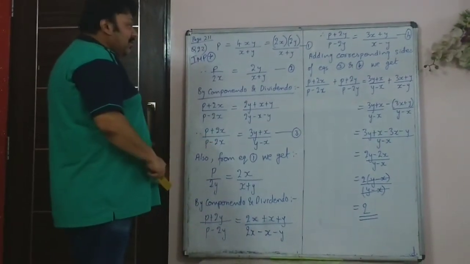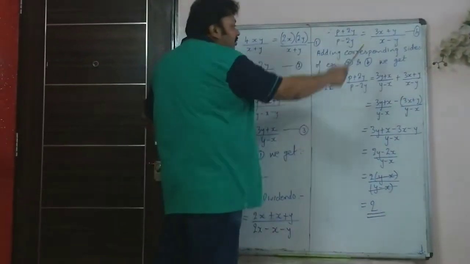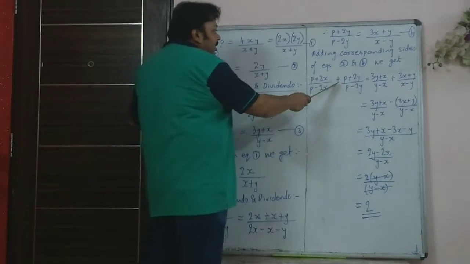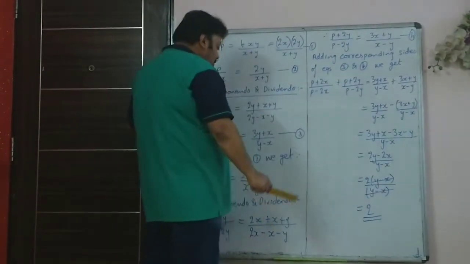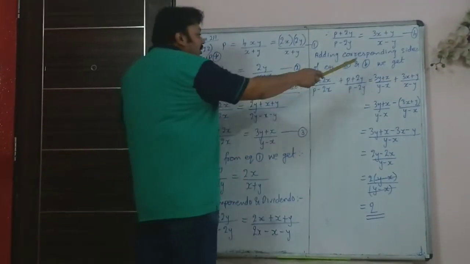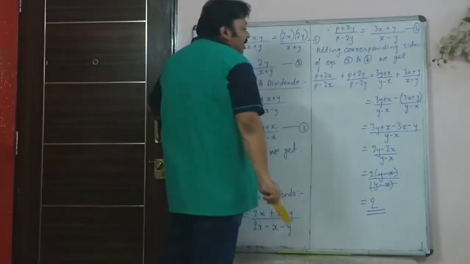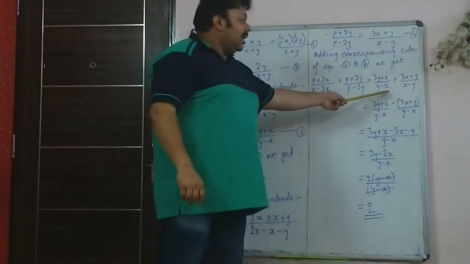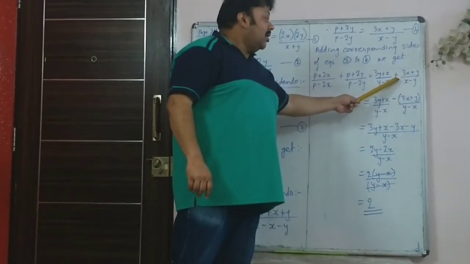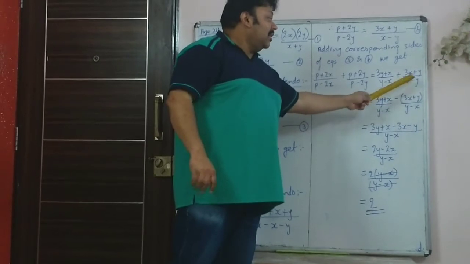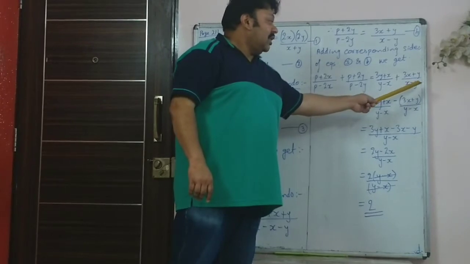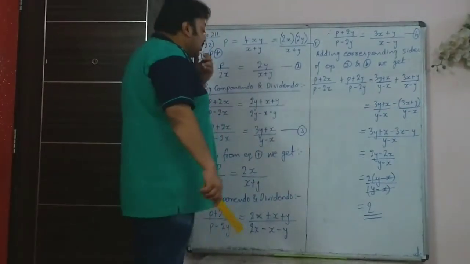So adding the corresponding sides of equation 3 and 4, I will get p plus 2x upon p minus 2x plus p plus 2y upon p minus 2y is 3y plus x upon y minus x plus 3x plus y upon x minus y. So now if I look at the right hand side, the bases are almost the same. I can take a minus sign out here and write this as y minus x. If I take minus, then it will become minus x plus y. So I can write it as y minus x.